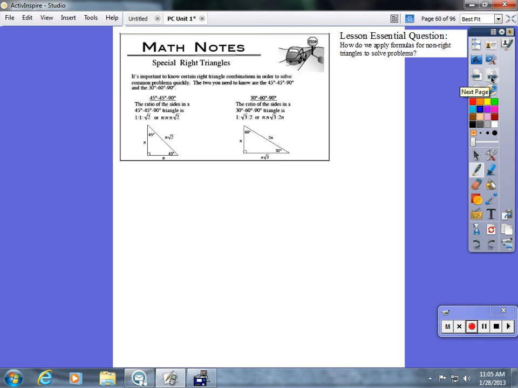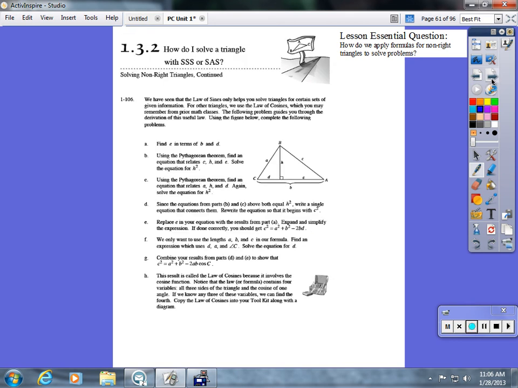Special right triangles, you've got to know them. You've got to know these side ratios here. You might have learned it as root 3 over 2, 1/2, and 1. And here it'd be root 2 over 2, root 2 over 2, and 1. You could have learned it either way. Doesn't matter to me, but you've got to know them. And that's it.